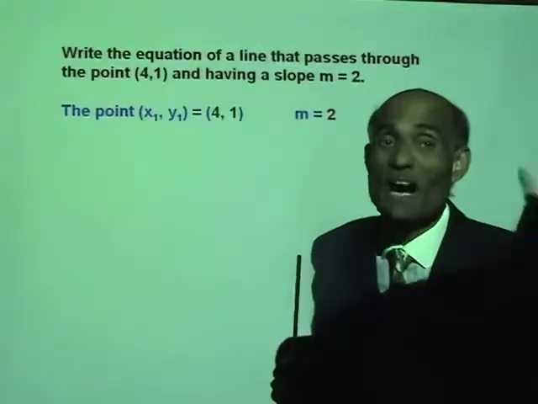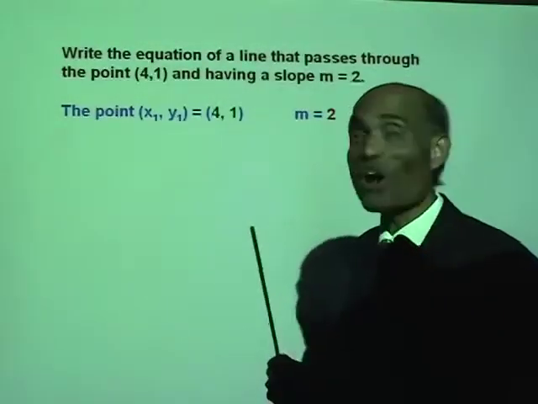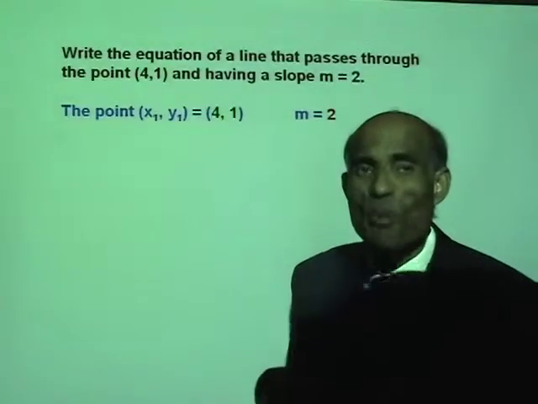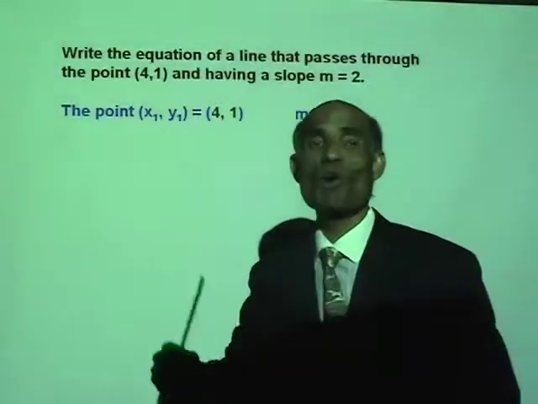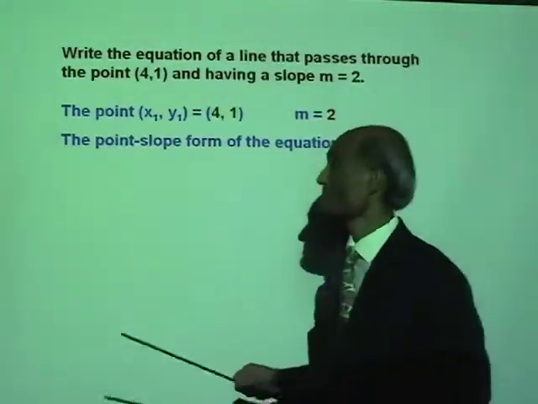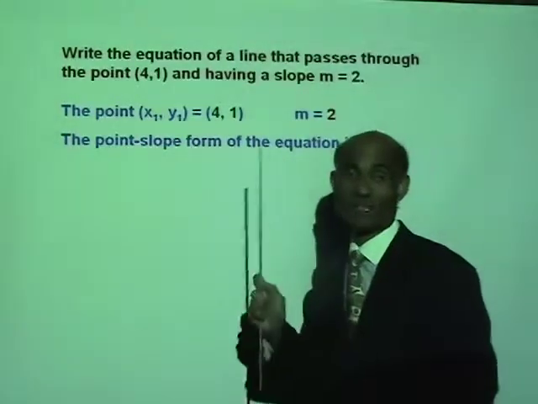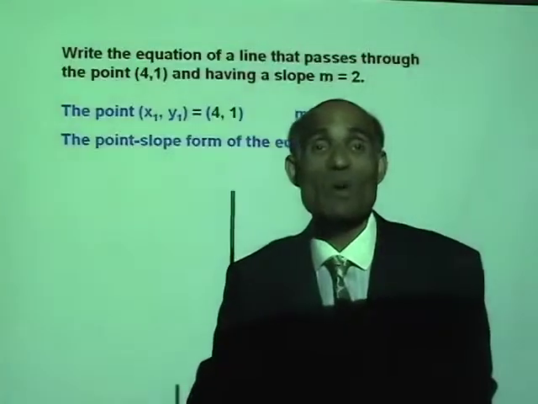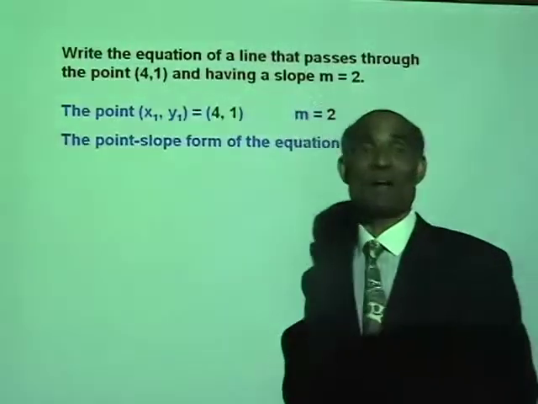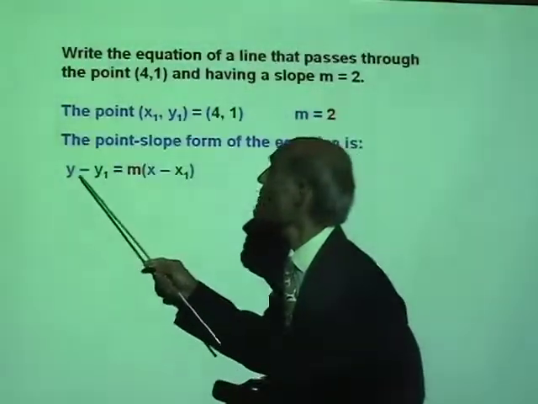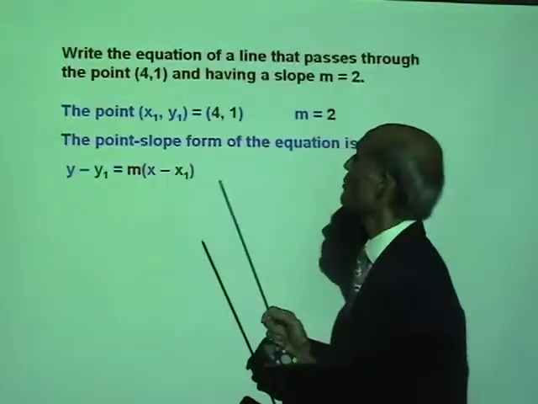From the last slide, we talked about what is the equation of the line that is called the point-slope form. What is the point-slope form of the equation? Well, if you don't tell me, I'm going to write it down here. It will be y minus y1 equal to m times (x minus x1).